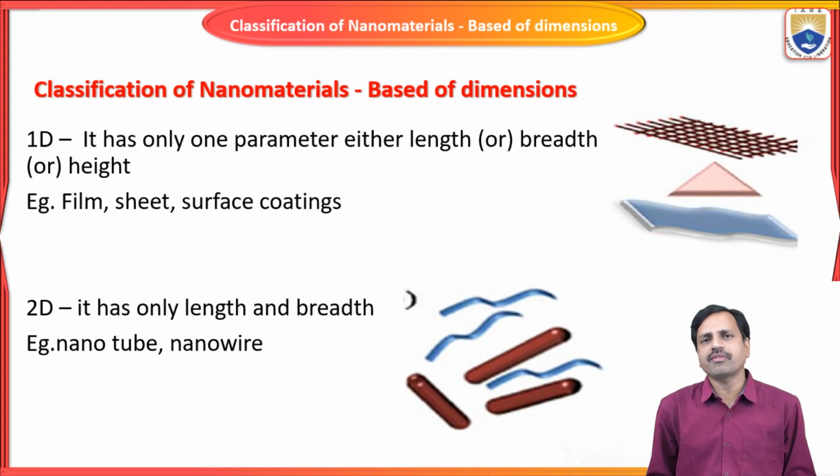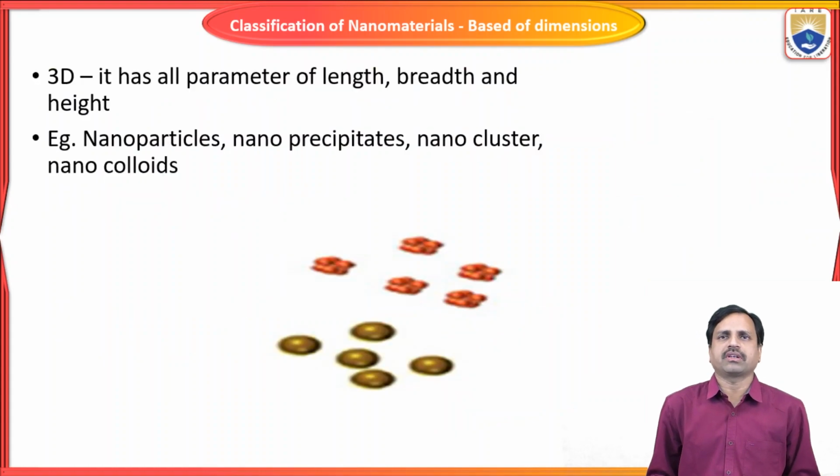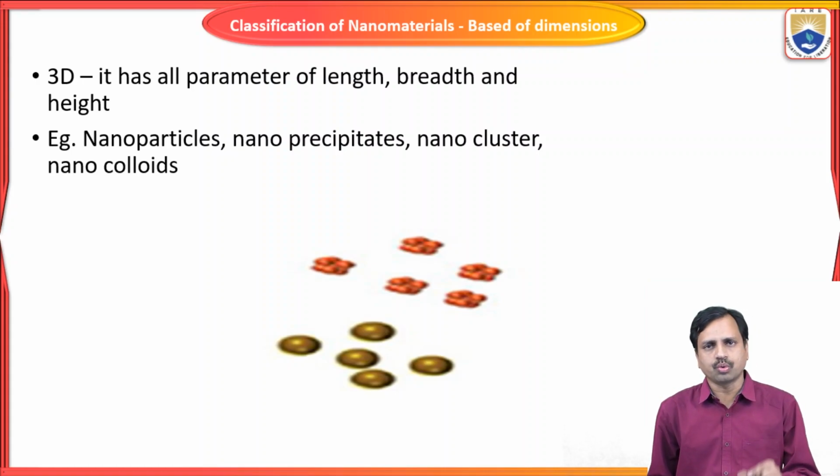Two dimensional means if we measure in two dimensions, the length and the breadth. If we measure only one dimension, that is called one dimensional nanoparticles or one dimensional nanomaterials. If we measure the two sides, length and breadth, that is called two-dimensional nanomaterials. And if you measure the three, length, breadth, and height, then it is called 3D nanoparticles, which means three-dimensional nanoparticles, two-dimensional nanoparticles, and single-dimensional nanoparticles.